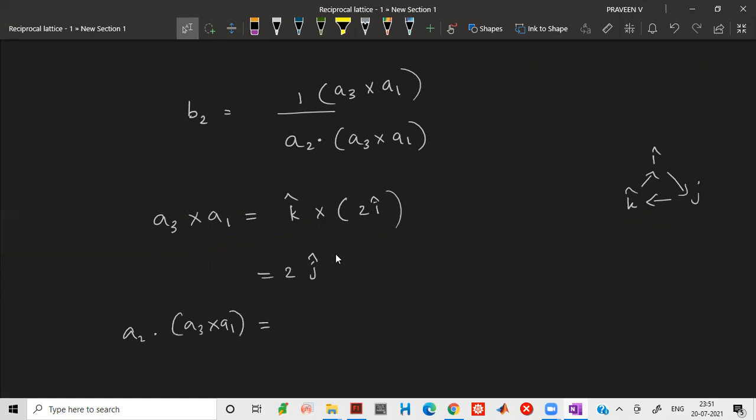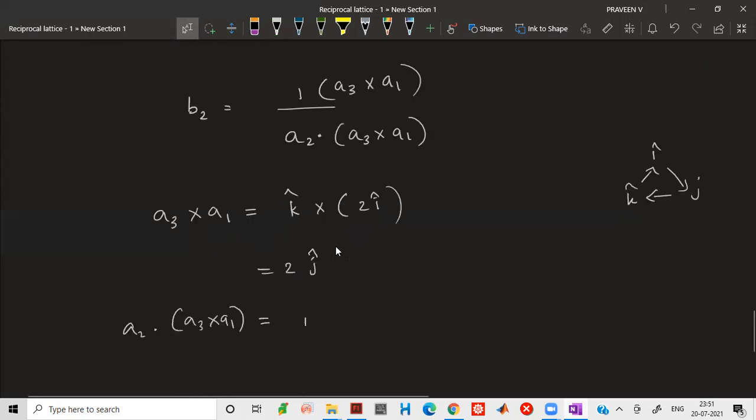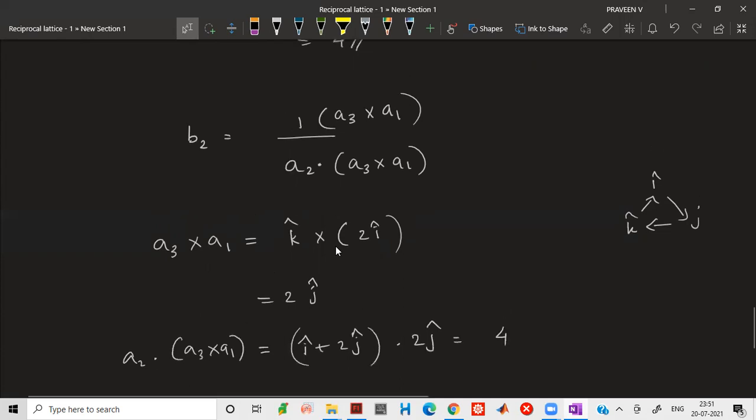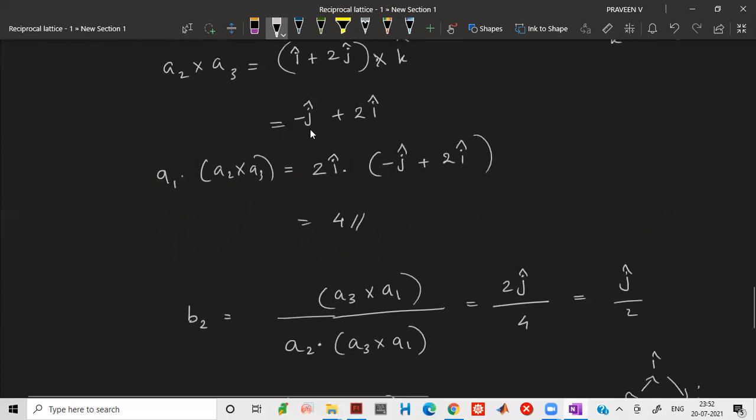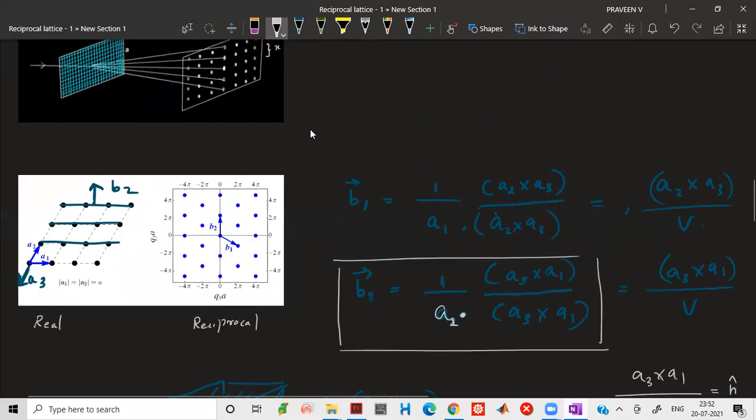What is a2? a2 is i plus 2j, dotted with 2j itself. i dot j is 0, 2j dot 2j is 4. So to avoid confusion, I'm just removing this one. So a3 cross a1 is 2j, divided by a2 dot a3 cross a1, that is 4. So this value will be j by 2. So b2 should be lying in the y direction. As you can see, b2 actually lies in the y direction, and b2 is perpendicular to a1.